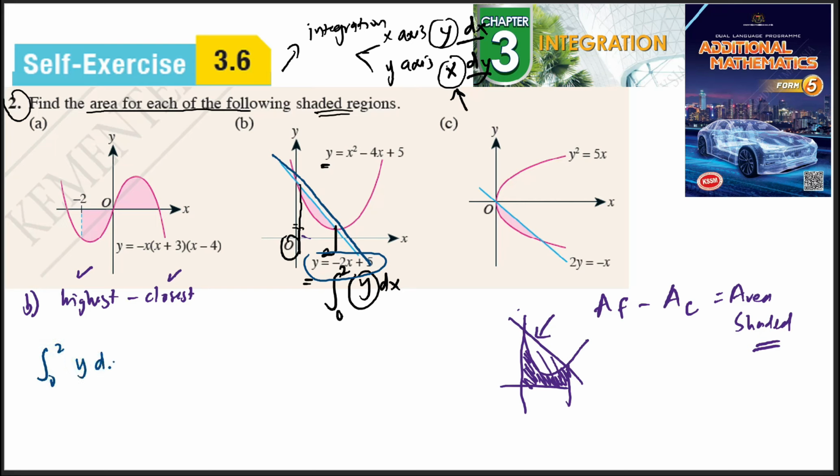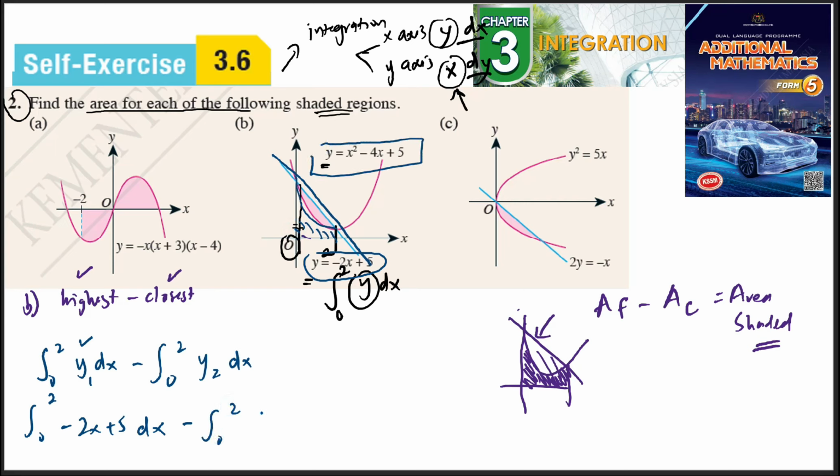So y dx, right? I just put it as y1, minus 0 to 2, because it's from 0 to 2, the second graph. So this one would be the straight line, which is y is negative 2x plus 5 dx. So minus, because this one we want to minus the area under this curve. So this one would be 0 to 2. So the second graph, y is equal to x squared minus 4x plus 5 dx.